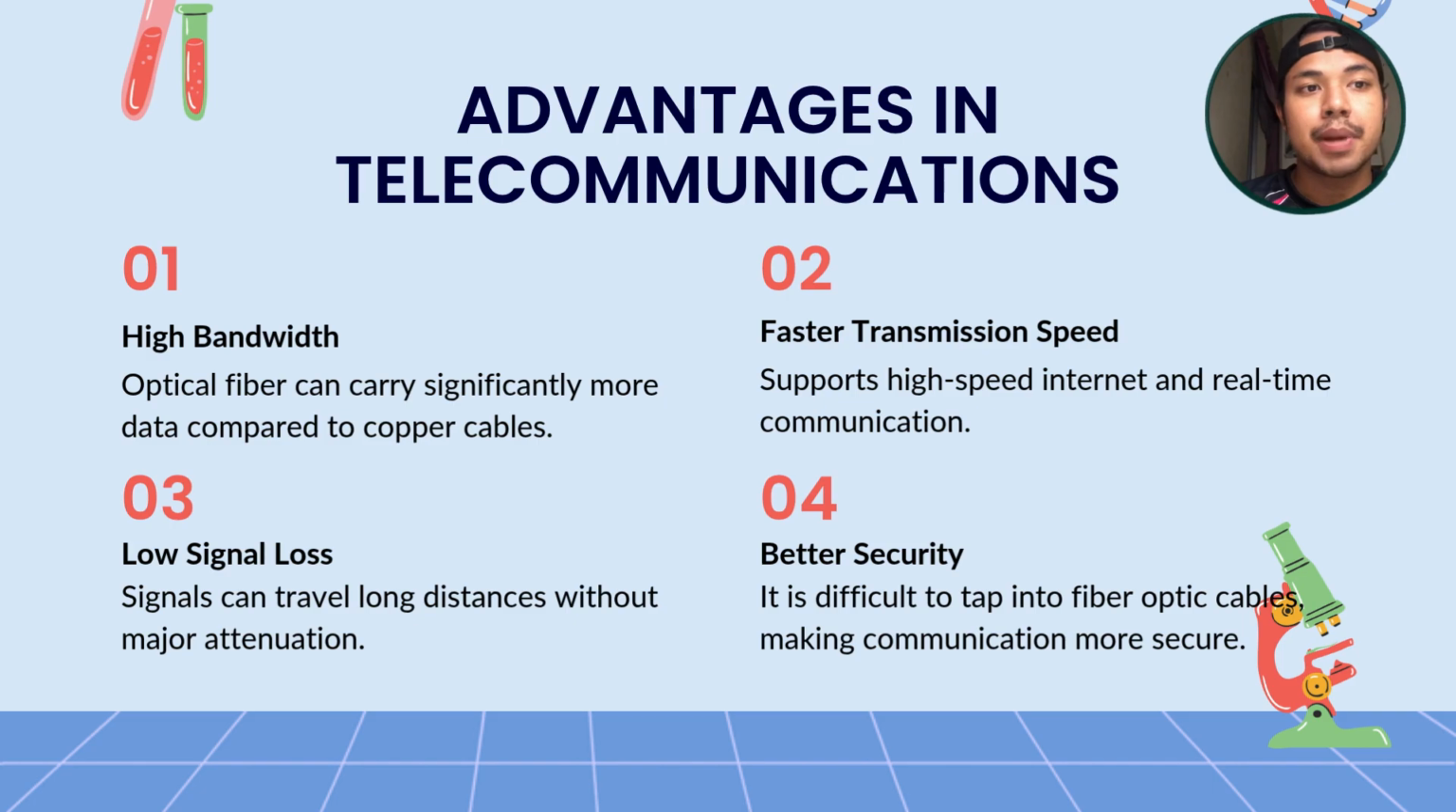First is high bandwidth. Optical fibers use light to transmit data, which allows them to carry a significantly larger volume of information compared to copper cables. Second, this leads directly to a faster transmission speed because we are literally transmitting data at the speed of light. Optical fiber effortlessly supports high-speed internet and seamless real-time communication, which is crucial for everything from video calls to live broadcasting.